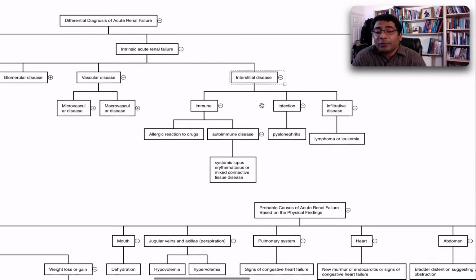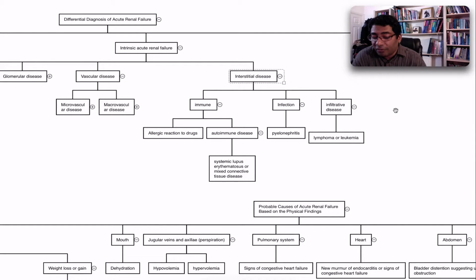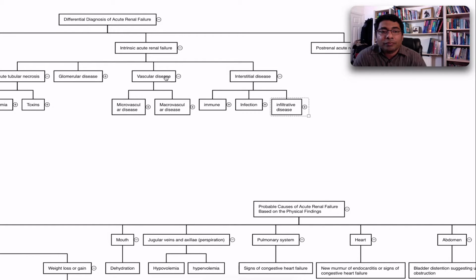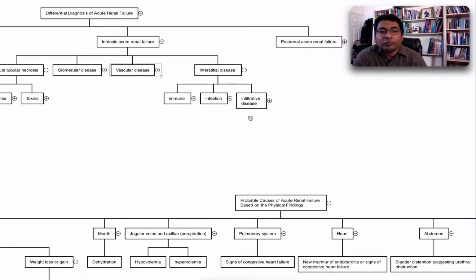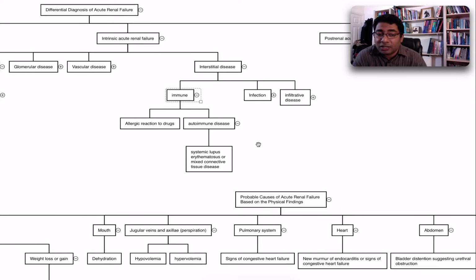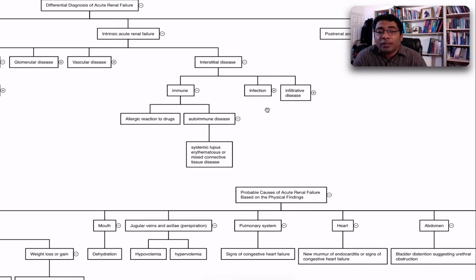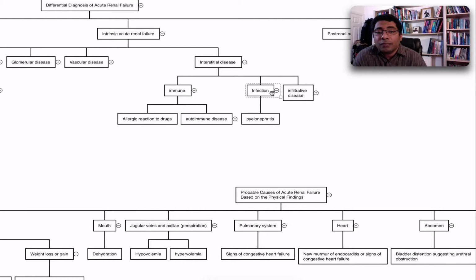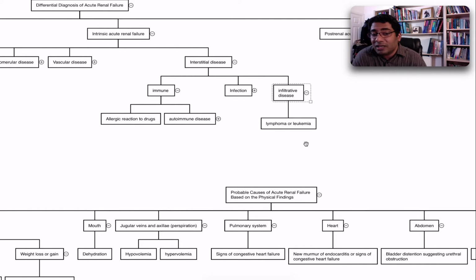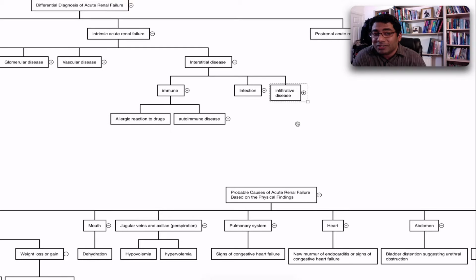Interstitial diseases could be immune-related, infection-related, or infiltrative. Immune ones, let's have a look. Like allergic reaction to drugs can cause interstitial nephritis. Autoimmune disease like SLE or mixed connective tissue diseases can cause it. And infections like pyelonephritis can cause interstitial diseases. Infiltrative disease like lymphoma, leukemia can cause interstitial diseases. So the interstitium can get affected with immune, infection, or infiltrative conditions.